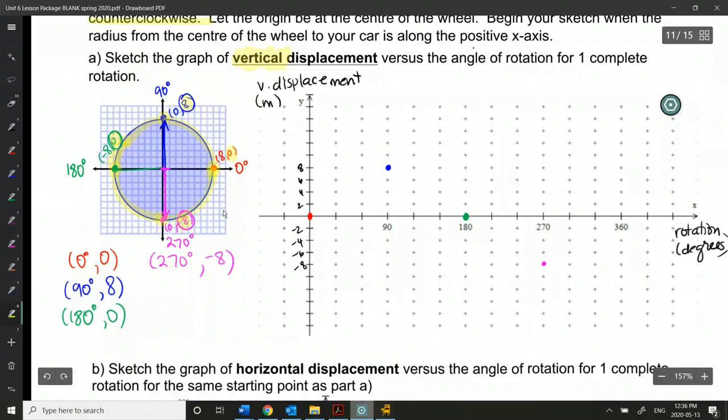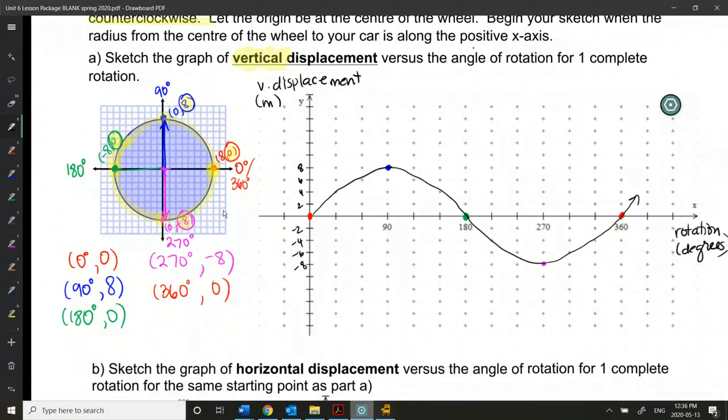And then rotating back to our initial position, now I've rotated a full 360. And I'm back at 0 meters above or below the center. Okay, looking at that y coordinate there, so I have the point 360, 0. Now we're going to just connect our points. Nice smooth curves here, no zigzags. And there's our track of how our cart moves with rotation versus vertical displacement.